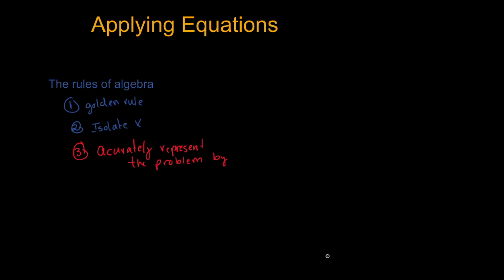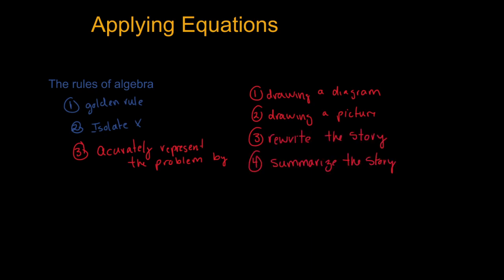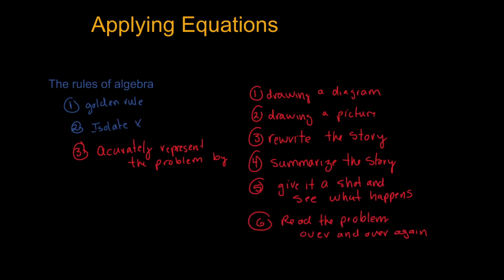Now, there are actually a whole bunch of ways that we can use to accurately represent the problem. So, for example, number 1, drawing a diagram. Number 2, you can draw a picture about it. How is the problem expressed as a picture? Number 3, you can draw or rewrite the story. Number 4 is to summarize the story. Number 5 is to give it a shot and just see what happens. And finally, number 6 is to read the problem over and over again. Now these different strategies will help you as you figure out how to apply the problem.